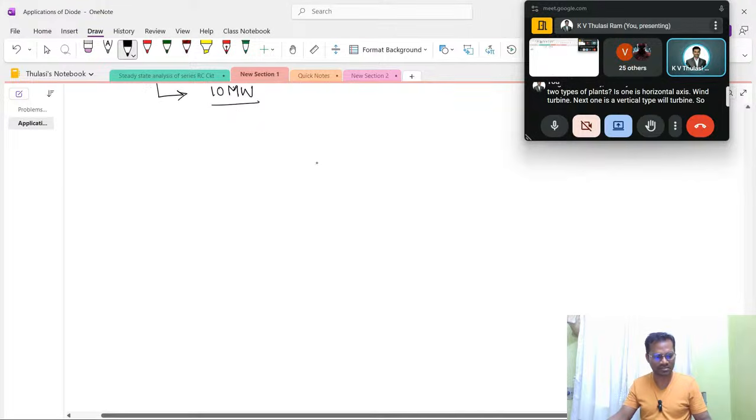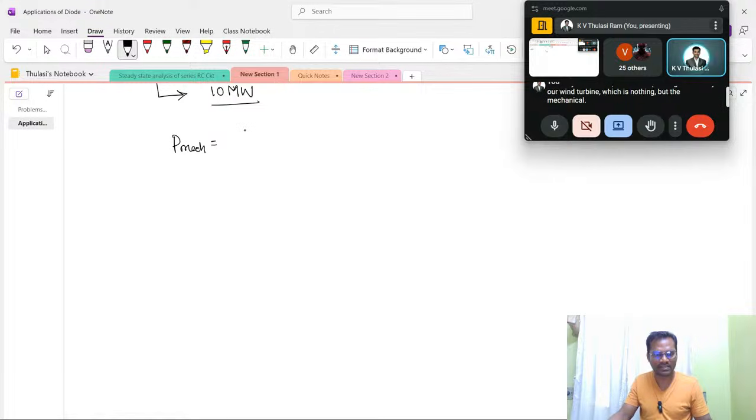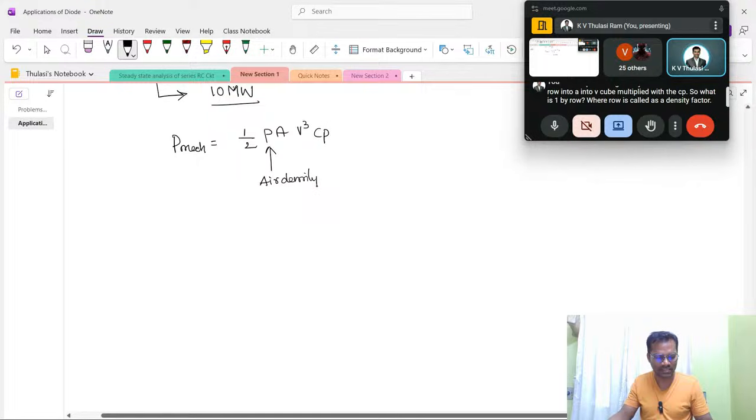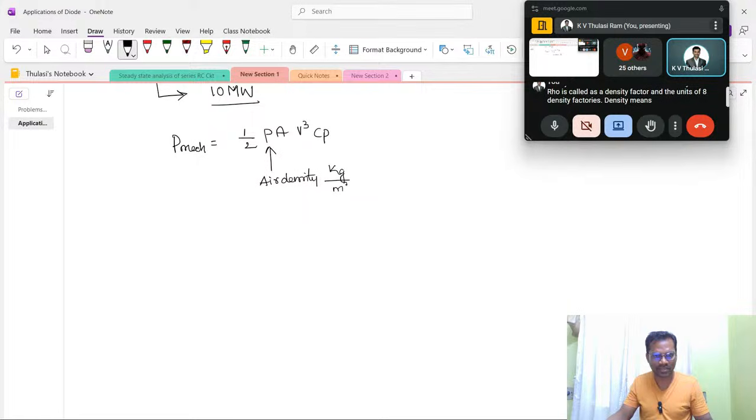So what is the logic of power generation? Now let us see the power generated by our wind turbine, which is the mechanical power given by the formula P = 1/2 × rho × A × V³ × Cp. What is meant by rho? Rho is called the air density factor, and the unit of air density is kg per meter cube. And coming to A, what is meant by A? A is called the sweep area of our blade.